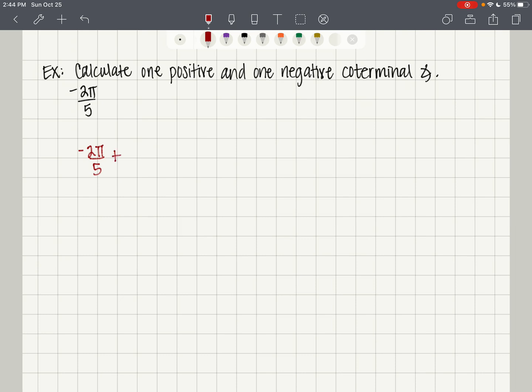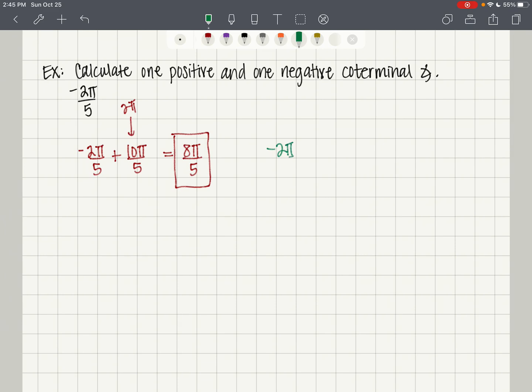Okay, welcome back. 2 pi would be 10 pi over 5, so I'm going to add 2 pi. That's going to give me 8 pi over 5. It's not a normal angle because our normal angles are unit circle angles, as I like to call them. We'll talk about the unit circle soon. Those are pi over 6s, pi over 3s, pi over 4s, pi over 2s. This is a pi over 5, so this is an unusual angle, but still an amount of radians that exists. Negative 2 pi over 5 plus 10 pi over 5 is 8 pi over 5. That's a positive coterminal angle.